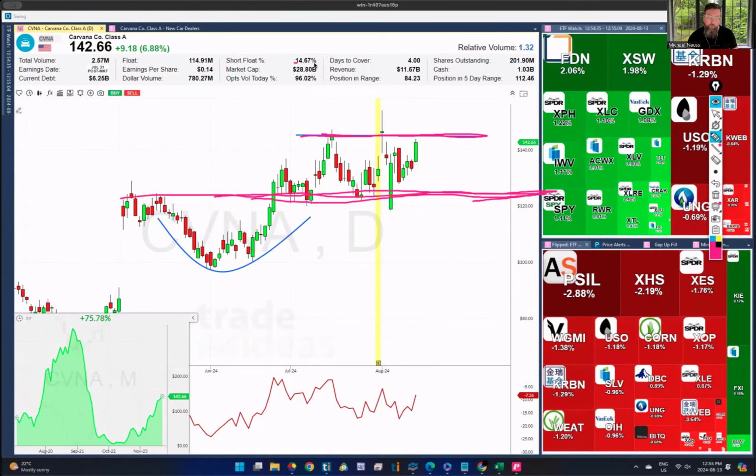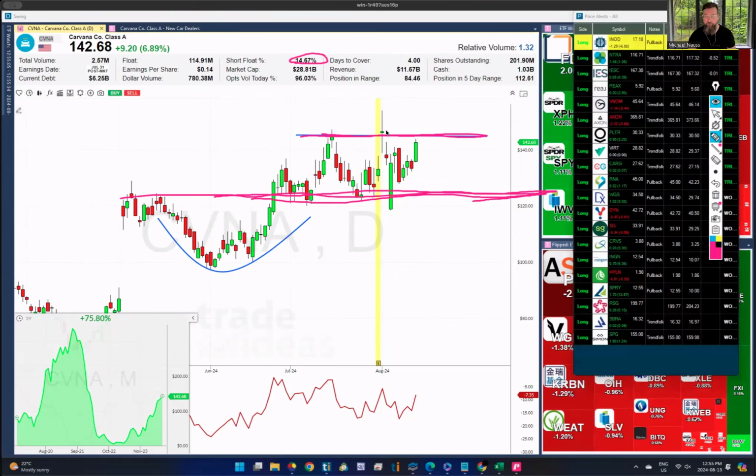And again, the short float is starting to dwindle. So it means that some of those shorts have already got blown out. There may be more shorts that continue to get blown out with it. But yeah, I like the look of this chart. Actually, this is one that I'm going to add to my list here. I'm going to do that now. I'm just going to add a little price alert here.